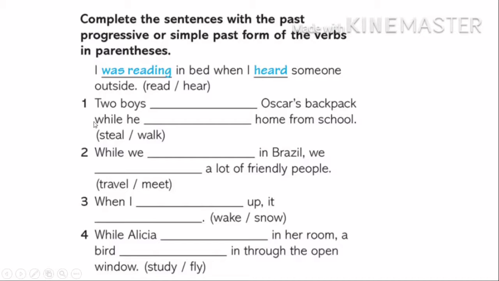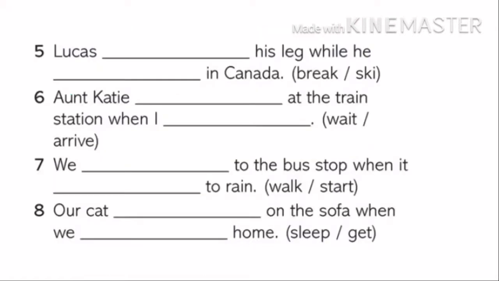Okay, practice with number 1, number 2, number 3, number 4. Pause the video, copy them to your notebook, and answer them. Let's go then to number 5, number 6, number 7, and number 8. Okay, so for grammar homework this week, I'm gonna write when do I use past progressive or continuous, and when do I use simple past for narrative.